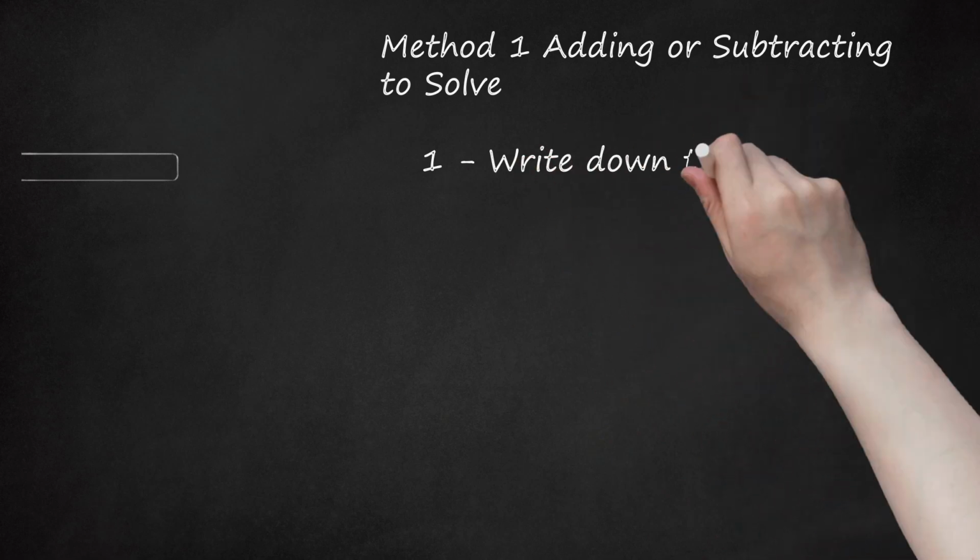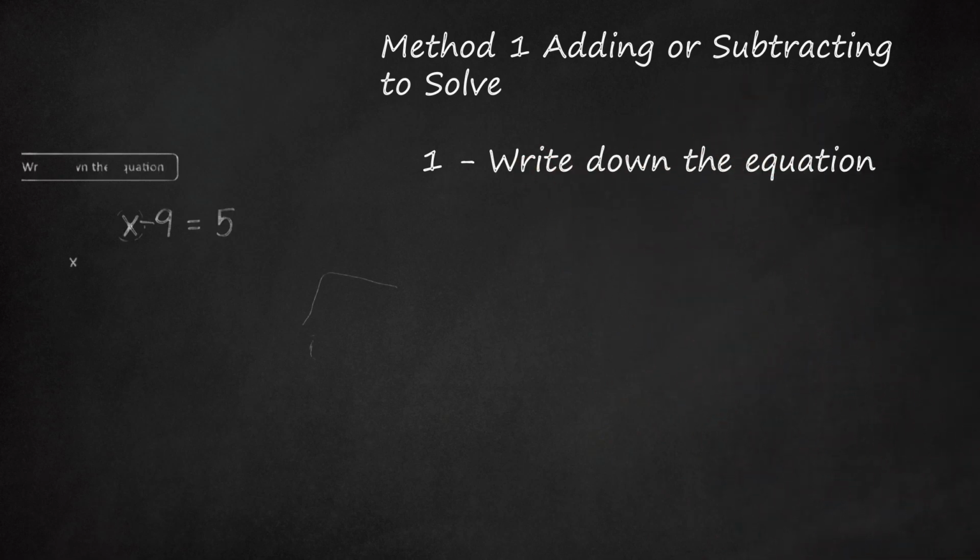1. Write down the equation. It's easy to solve equations when you understand what they mean. An equation will have a variable, usually x, which represents an unknown value. The equation will also have a constant, which is a number you need to add or subtract from the variable to equal a certain sum or difference.